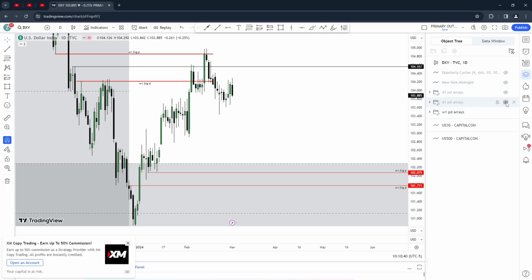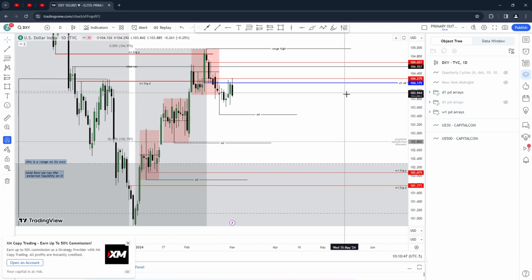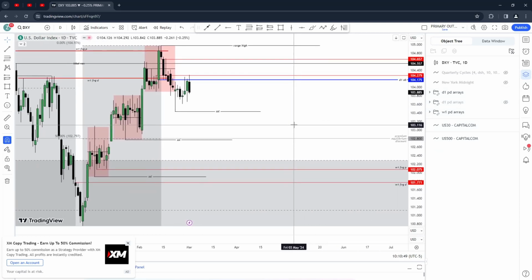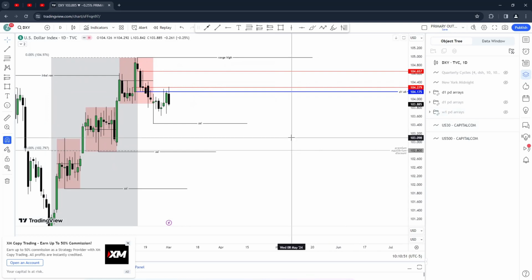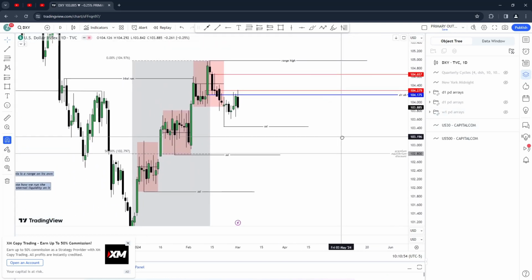Chart's going to get complicated in a moment. I want to use these. Okay, moving towards the daily. Focusing specifically, we can take this off, just not to overcomplicate it.